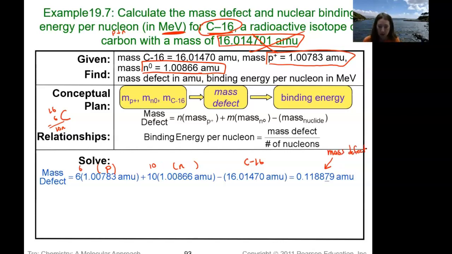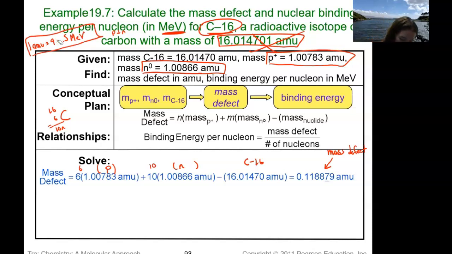So what we're going to do now is figure out the binding energy for this. Again, the conversion we're going to use, I did not put on here. Okay, I'm going to put your conversion up here. It's 1 AMU equals 931.5 mega electron volts. That's the conversion we're going to use.